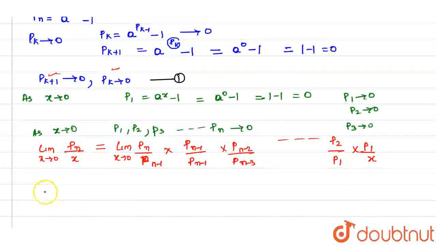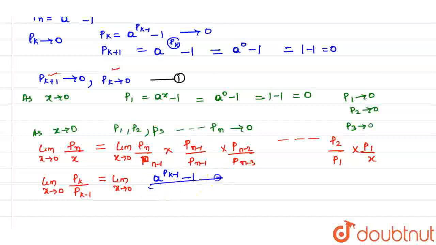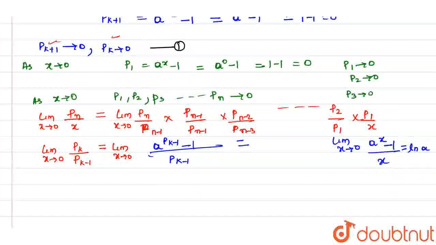Now I know limit x tends to 0 of Pk upon Pk minus 1 is equal to limit x tends to 0 of A^(Pk minus 1) minus 1 upon Pk minus 1, right? And we know limit x tends to 0 of A^x minus 1 upon x is equal to log A, right? Now by putting the value over here, it is equal to log A.